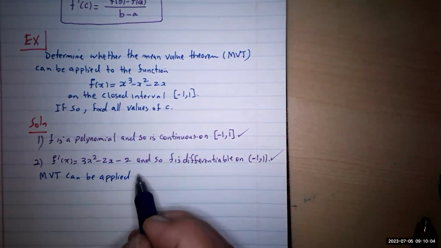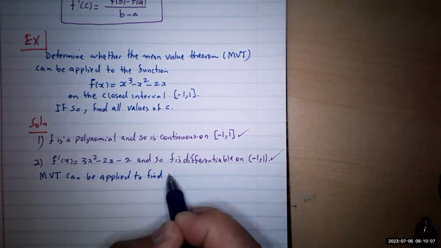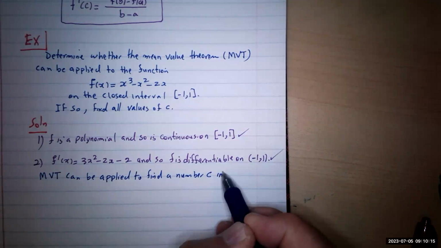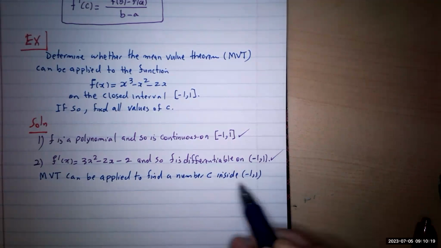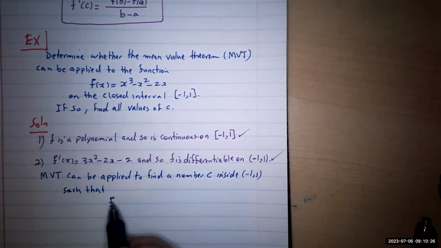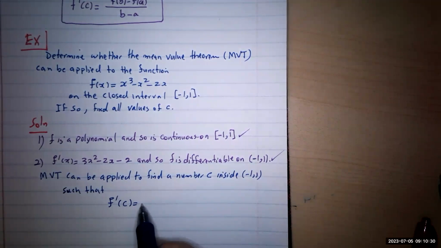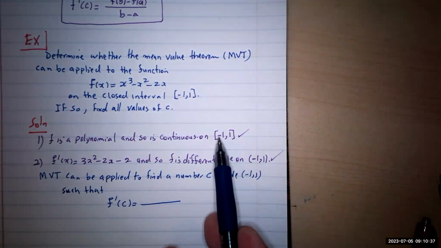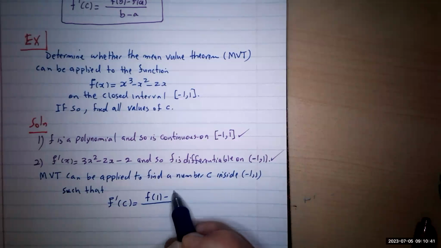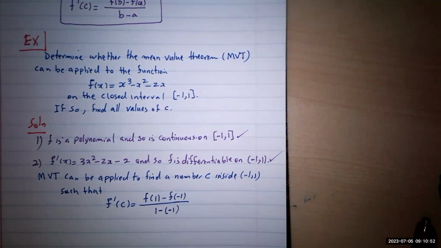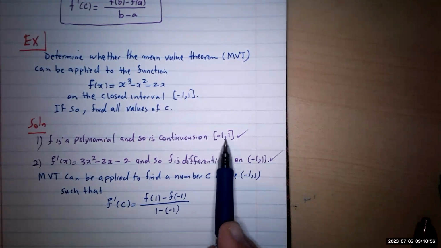MVT can be applied to find a number c inside -1 and 1, such that, the mean value equation, f prime of c equal to, remember, f of b minus f of a, where b is the bigger number and a is the smaller number. f of b minus f of a could be f of 1 minus f of -1, divided by b minus a, 1 minus, make sure you don't miss the negative sign, minus -1. This is a, this is b.